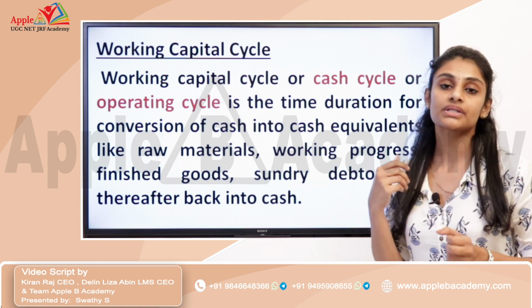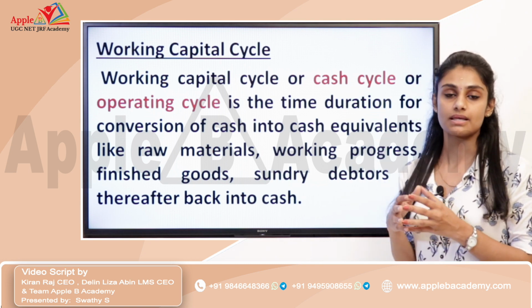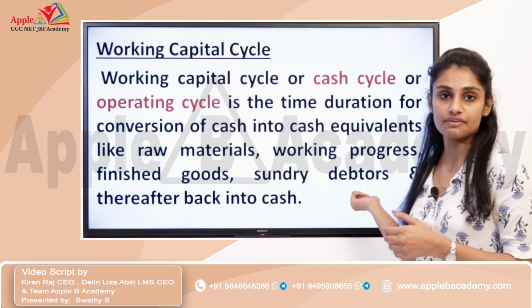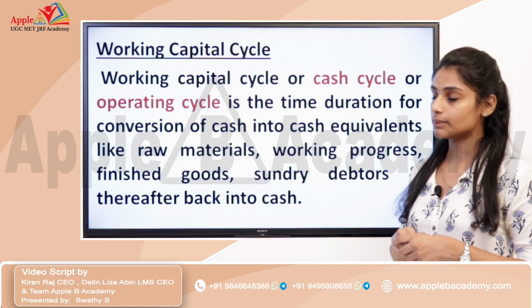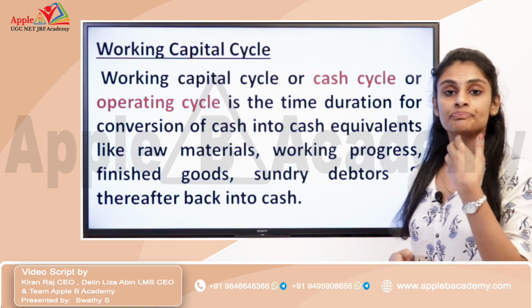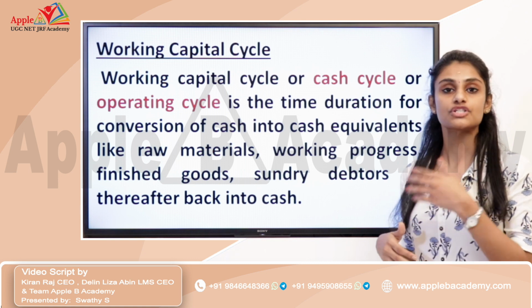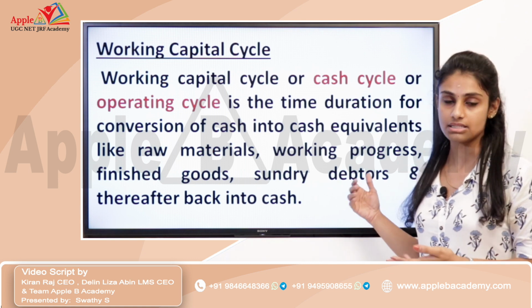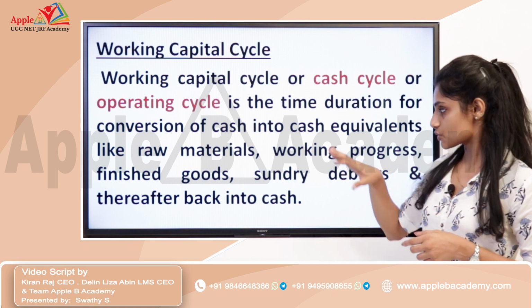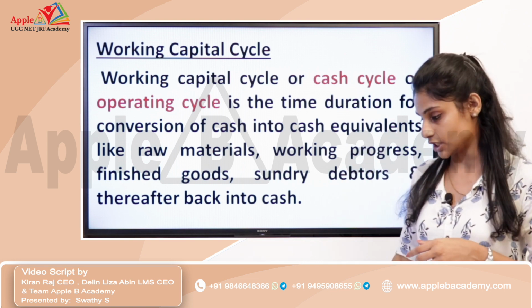That means with your cash you are purchasing raw material from the suppliers and you are using it for production. Before getting finished goods, it will be work in progress, then it will reach finished goods, complete goods, and then we will sell it to our customers. If it is on credit, we will have sundry debtors, then we will receive the money back from these debtors. This is the way the cycle goes on.